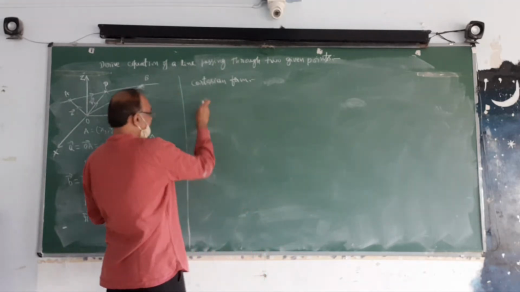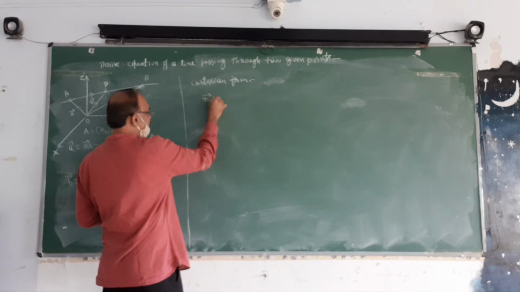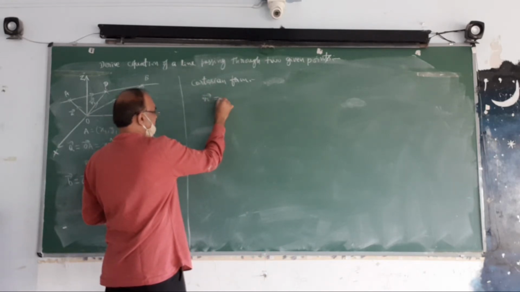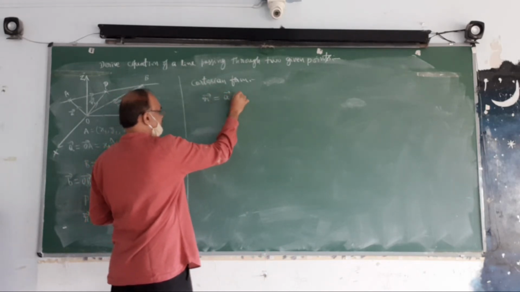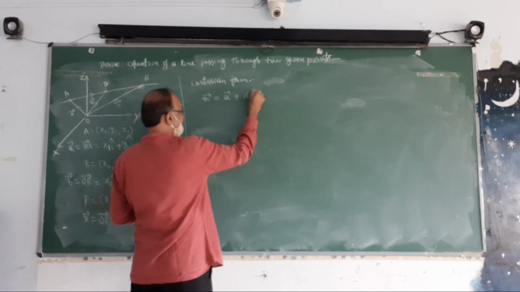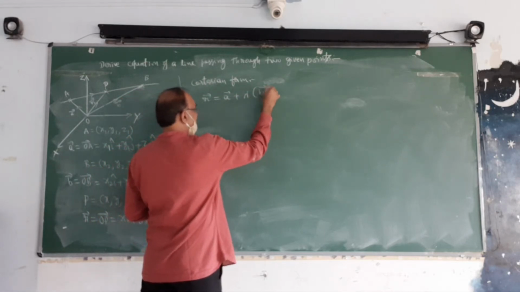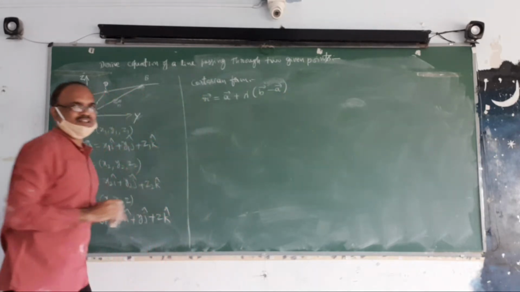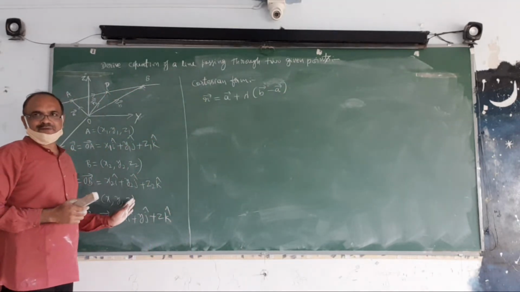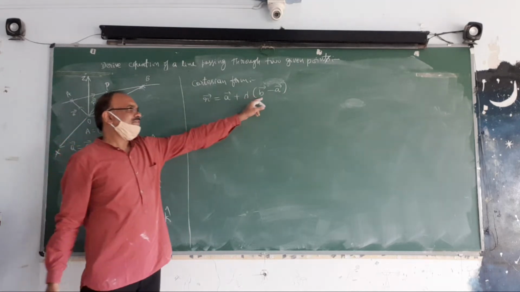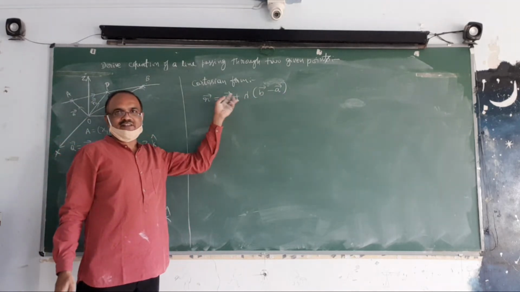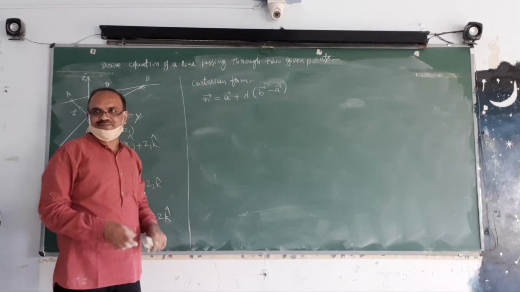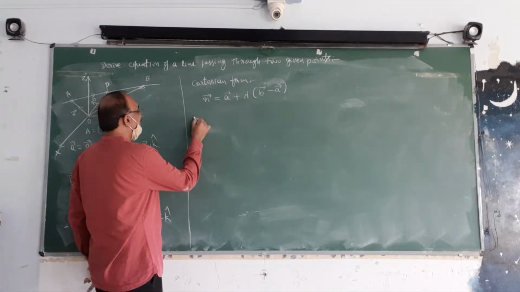First, we derive a vector form, then from that we can get vector r equals vector A plus lambda times vector B minus vector A. So next is actually algebra, vector algebra operations. What are the operations here? Vector B minus A, then addition, then equality. 3 operations.